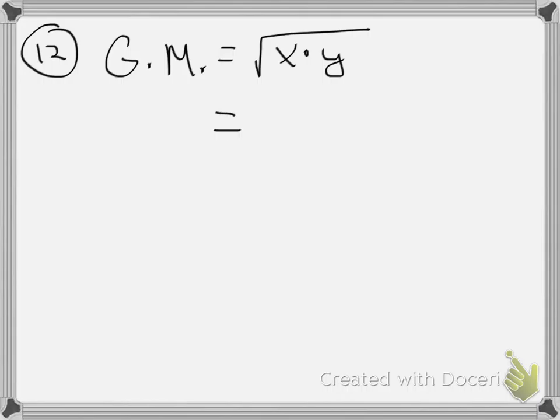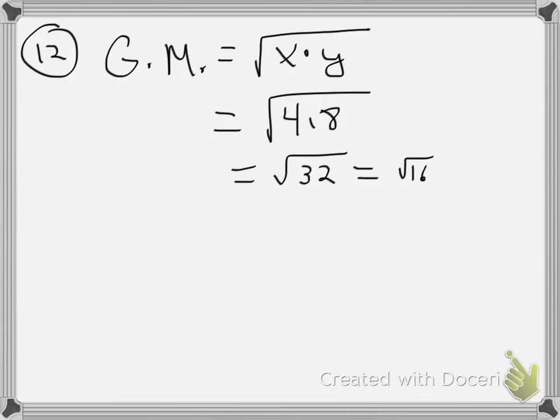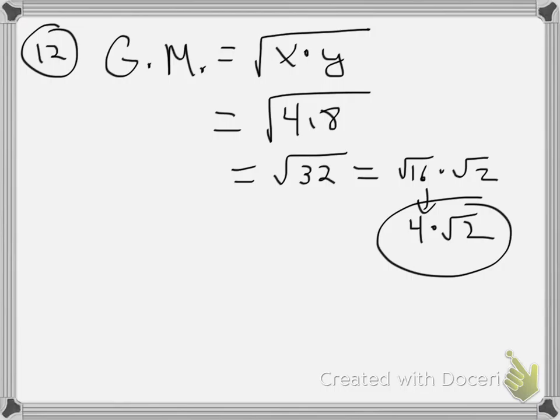On this one it says 4 times 8, then take the square root. Well, that's the square root of 32. And 32 is actually the square root of 16 times the square root of 2, and the square root of 16 is a normal 4, times root 2. So that's your answer, 4 root 2. Done. Took me about 30 seconds to do that.